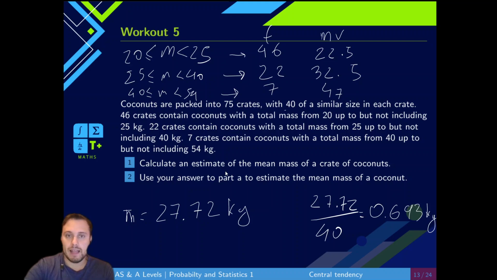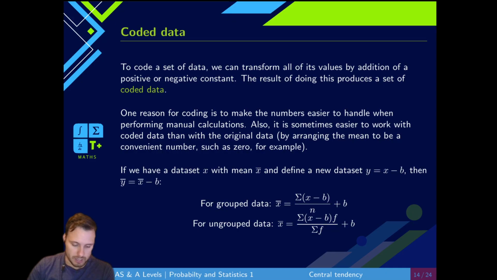And then finally, the last thing we're going to be doing is looking at coded data. Coded data is a very important thing on A-levels. It appears quite a lot, and it may appear both as a theoretical and as a practical exercise, so you may need to practice this a lot. Coding means transforming values, adding a positive or a negative constant, originally made so that calculations are easier to be made manually. For example, we can code so that the mean becomes 0, so that calculations are easier. That is something that we can do.